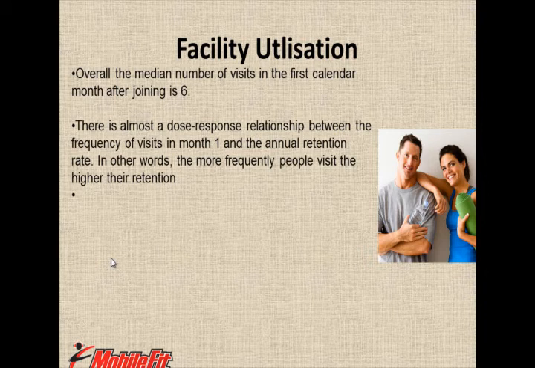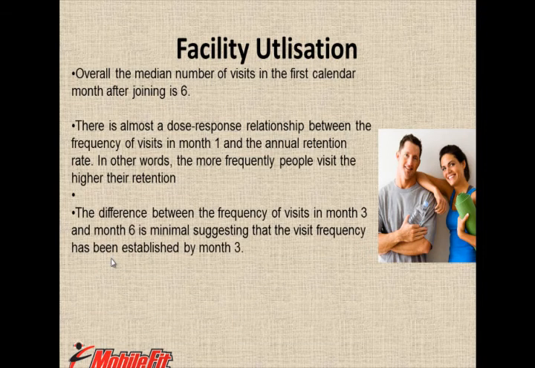Well, why is that important? We know that there's almost a direct correlation between the frequency of someone visiting in the first month of membership and annual retention rates. In other words, the more frequently people come in the first month particularly, the higher the retention rates. We also know that the difference between the frequency of visits in the third month and the 6th month is minimal. This suggests that most people establish their pattern of visiting by the 3rd month. Now, what does this tell us? This tells us how important the first 90 days of membership is.